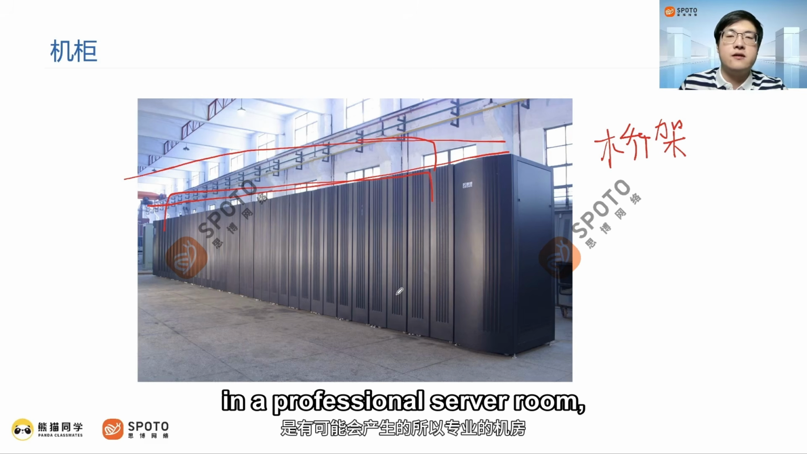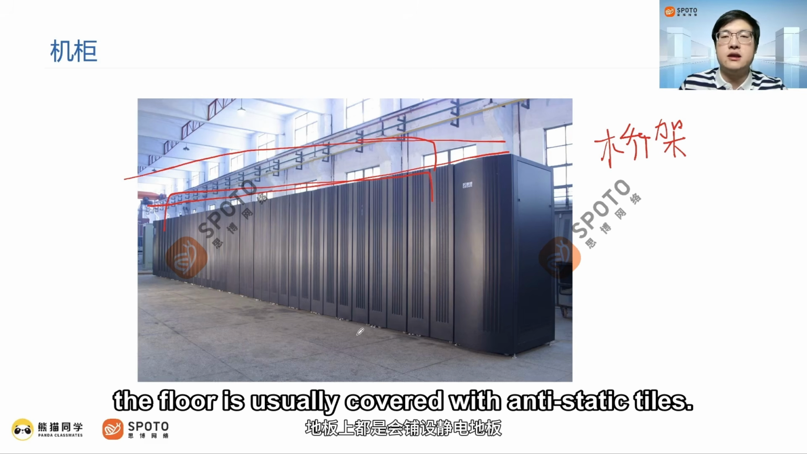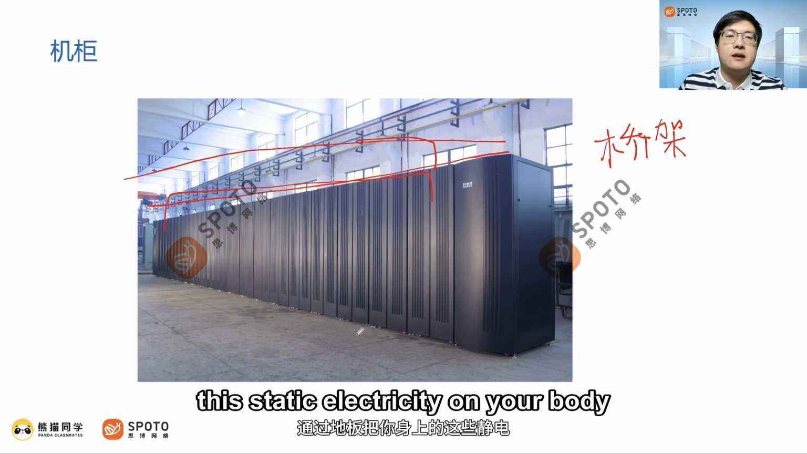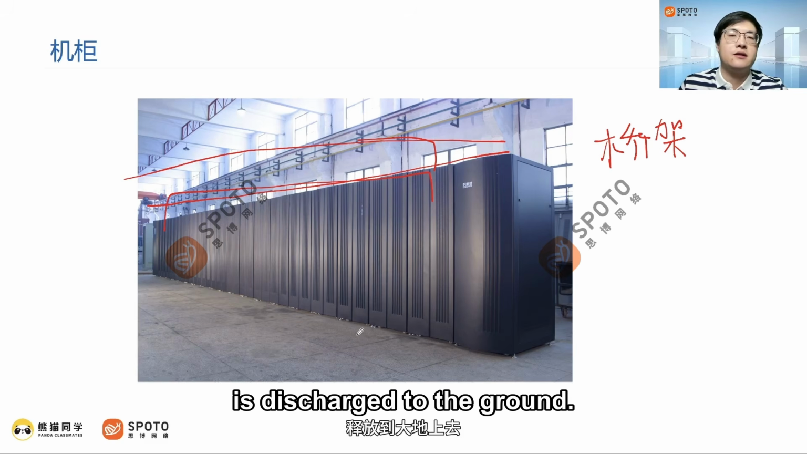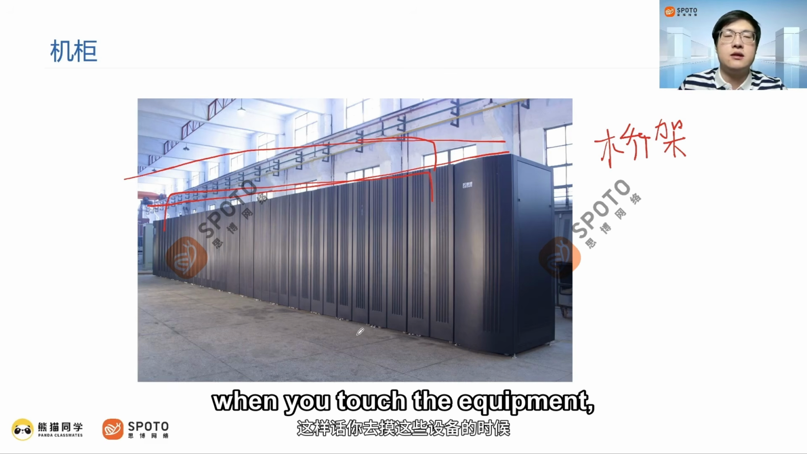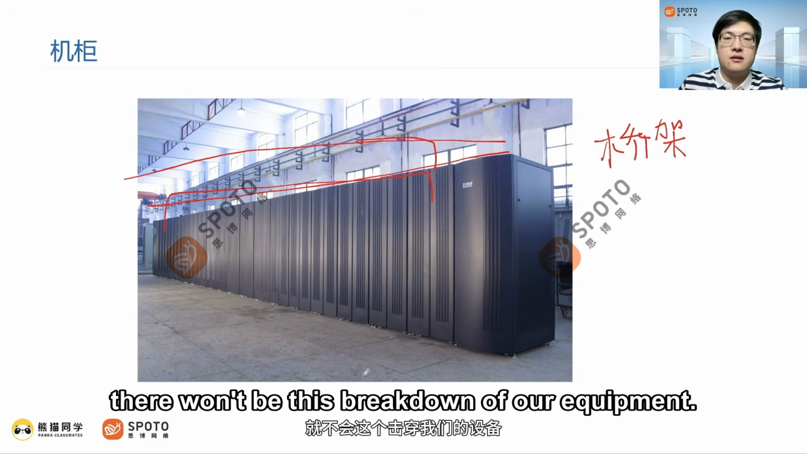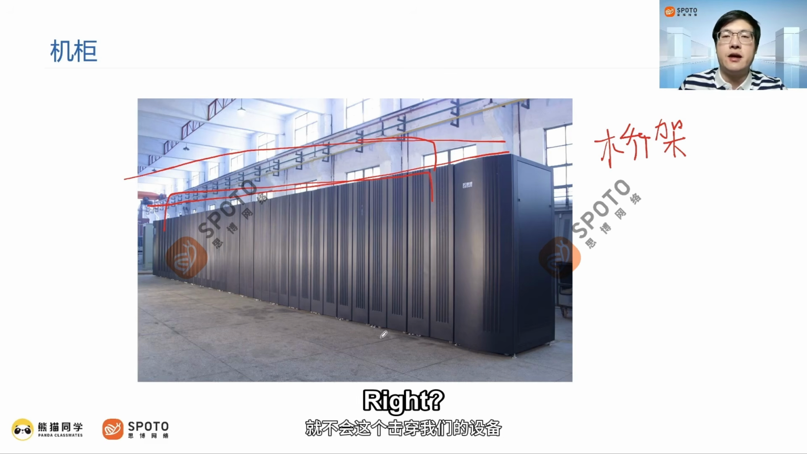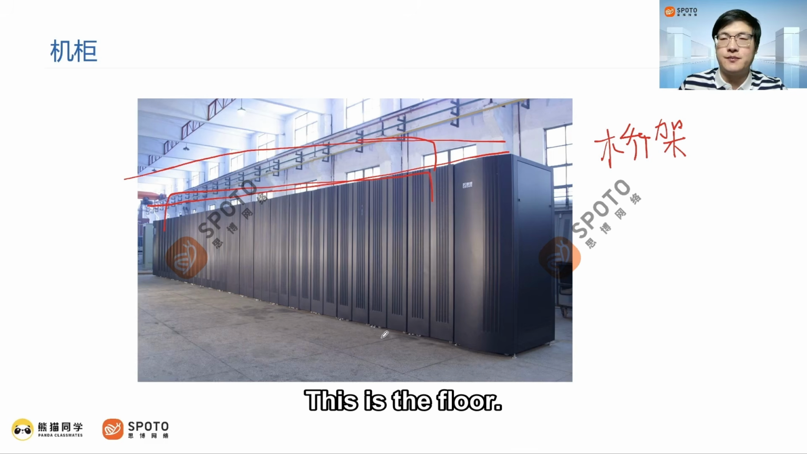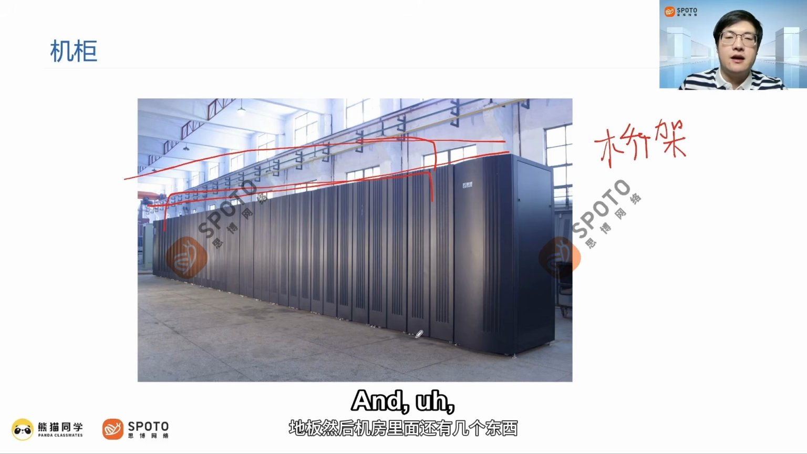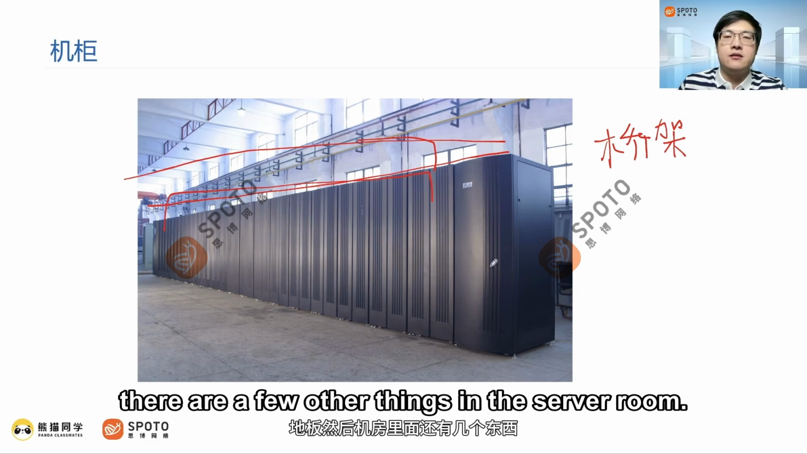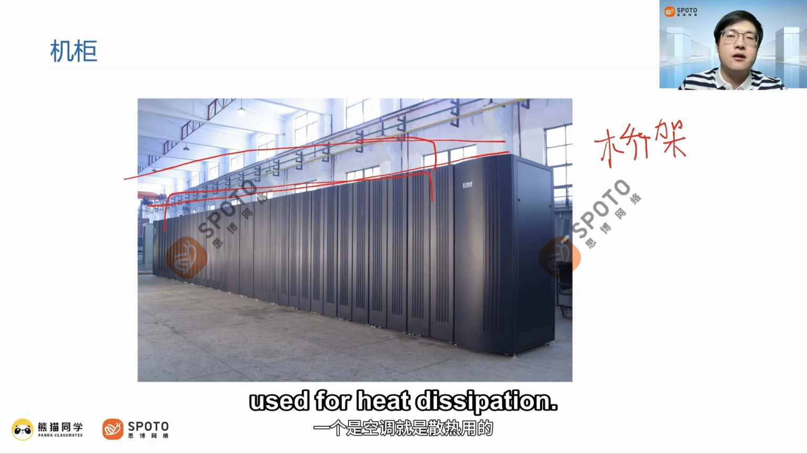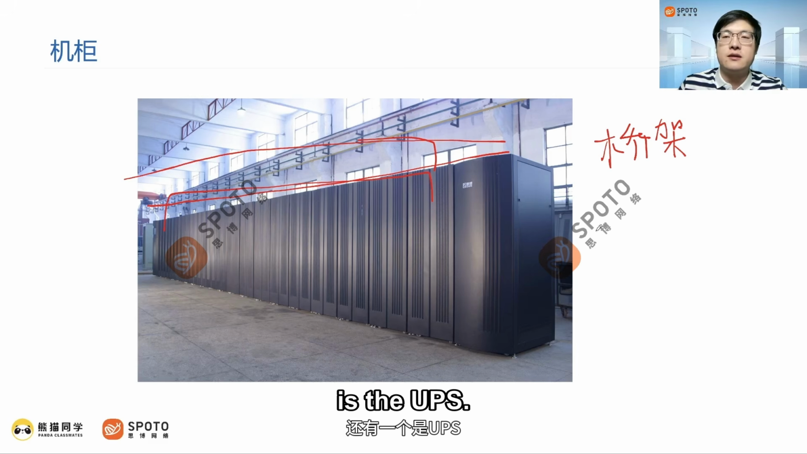In a professional server room, the floor is usually covered with anti-static tiles. Through the floor, this static electricity on your body is discharged to the ground. In this way, when you touch the equipment, there won't be this breakdown or damage to our equipment. This is the floor. And there are a few other things: one is the air conditioner used for heat dissipation. Another one is the UPS.